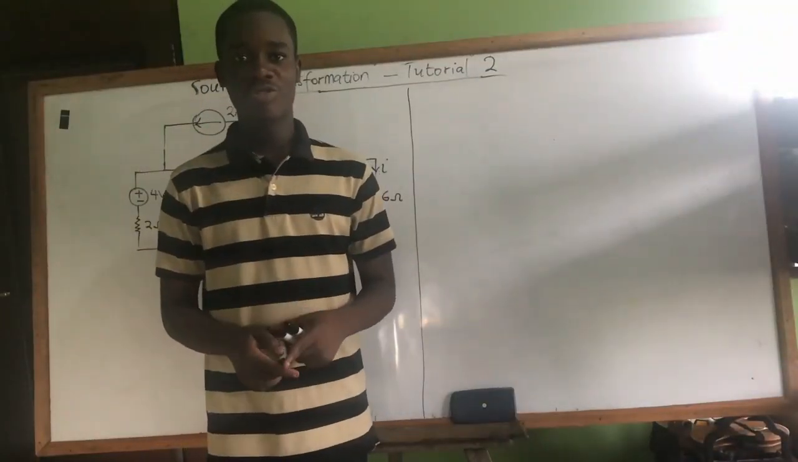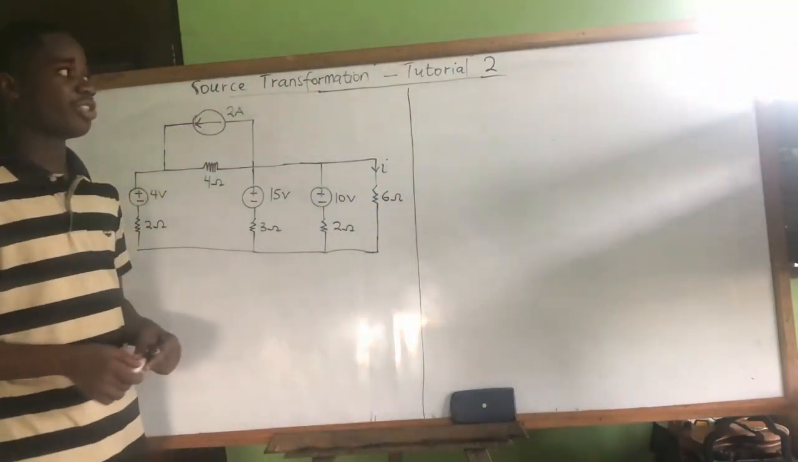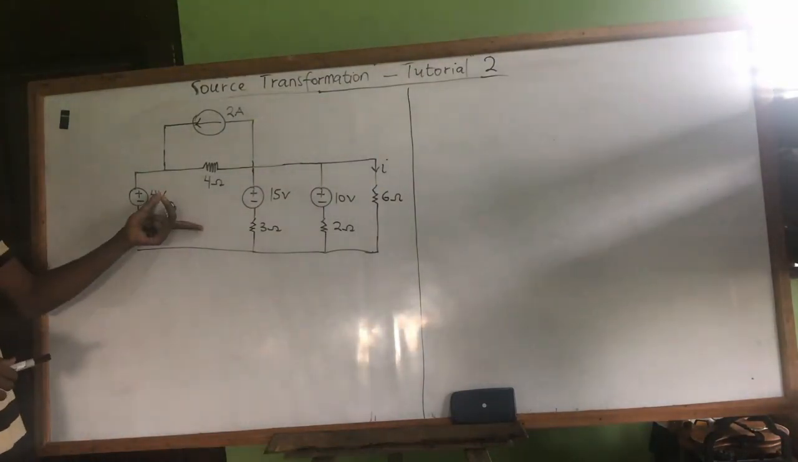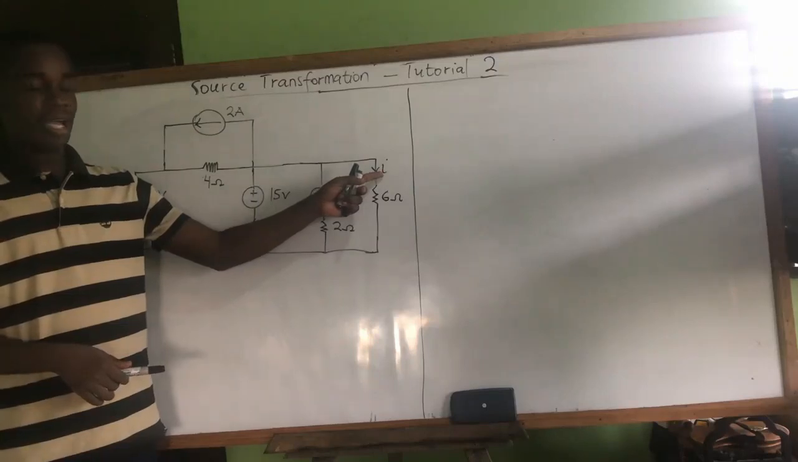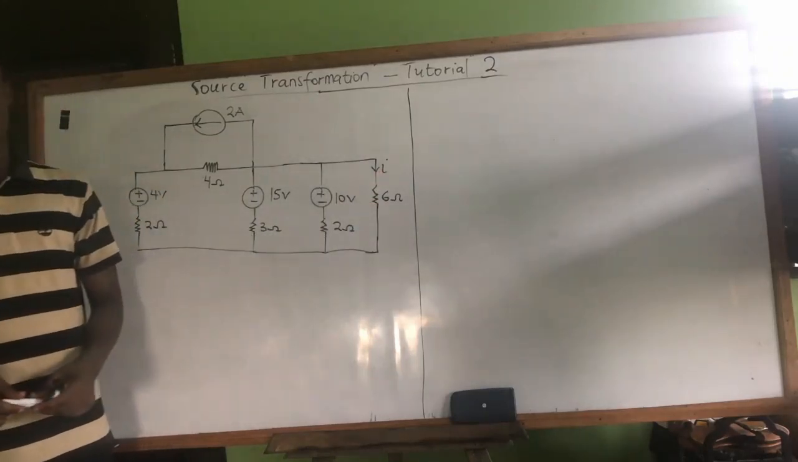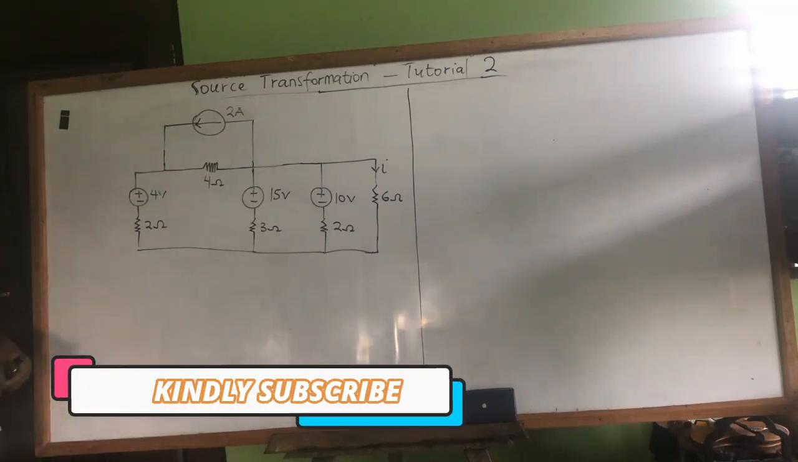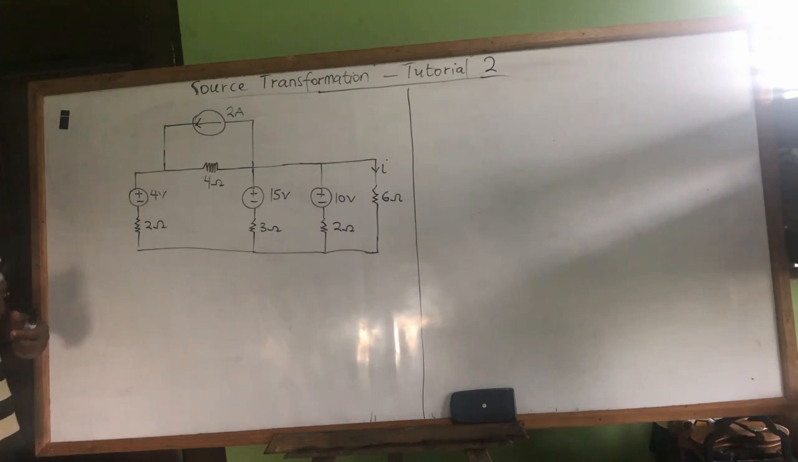Guys, welcome back to tutorial 2 on source transformation. In this tutorial, we are going to use the circuit here to calculate current I. I is the current through the 6 ohms resistor. So as you saw in the previous video, we are just going to change the sources, a voltage to a current, or a current to a voltage.